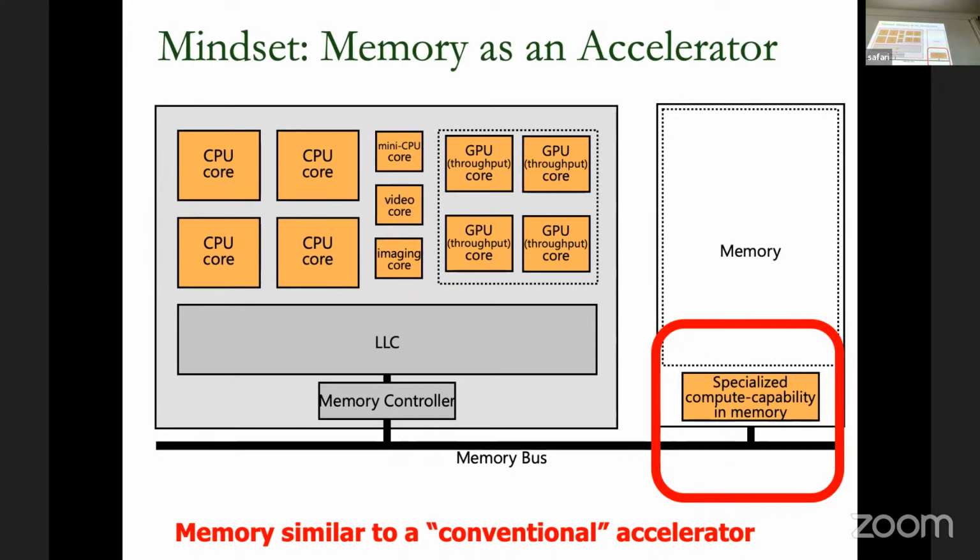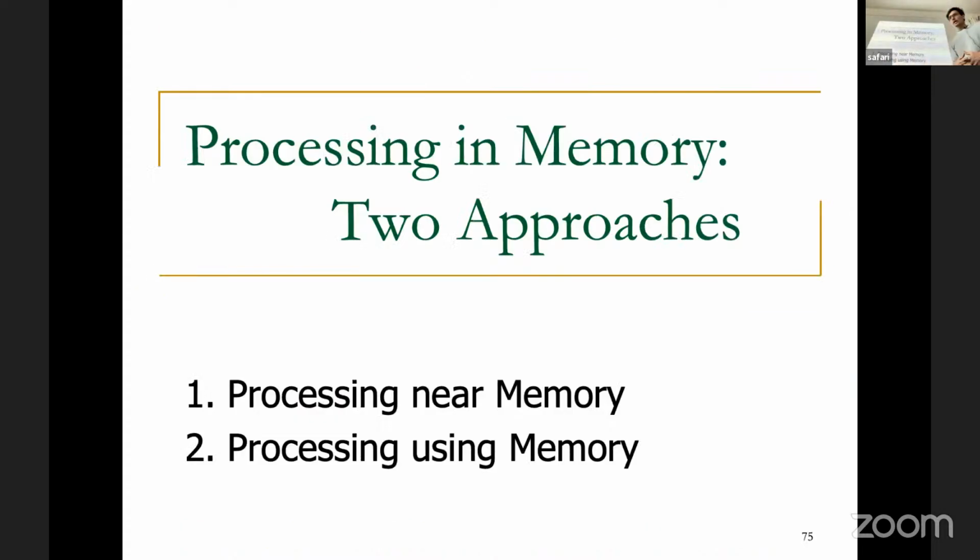One way of changing our mindset with respect to memory is considering it not just as a passive device, but as an active device that can compute, that can behave as an accelerator. But how are we going to provide memory with this specialized compute capability? There are many different ways. And we are going to start by dividing all these different ways into two main approaches, called processing near memory and processing using memory.